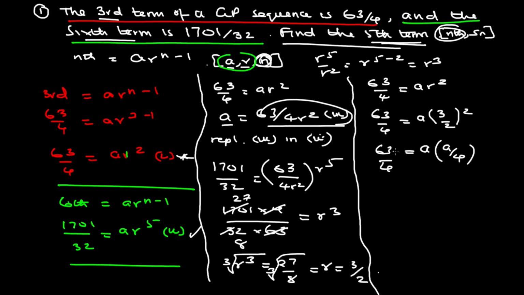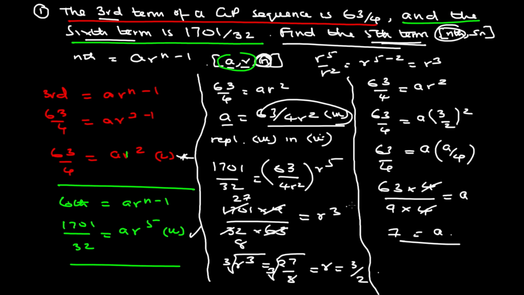Okay, so I can cross multiply there. I'll have 63 times 4 over 9 times 4. So we can cancel these two out. That is equal to A. Right, so this into there will be 7. So A is equal to 7, and R is this.